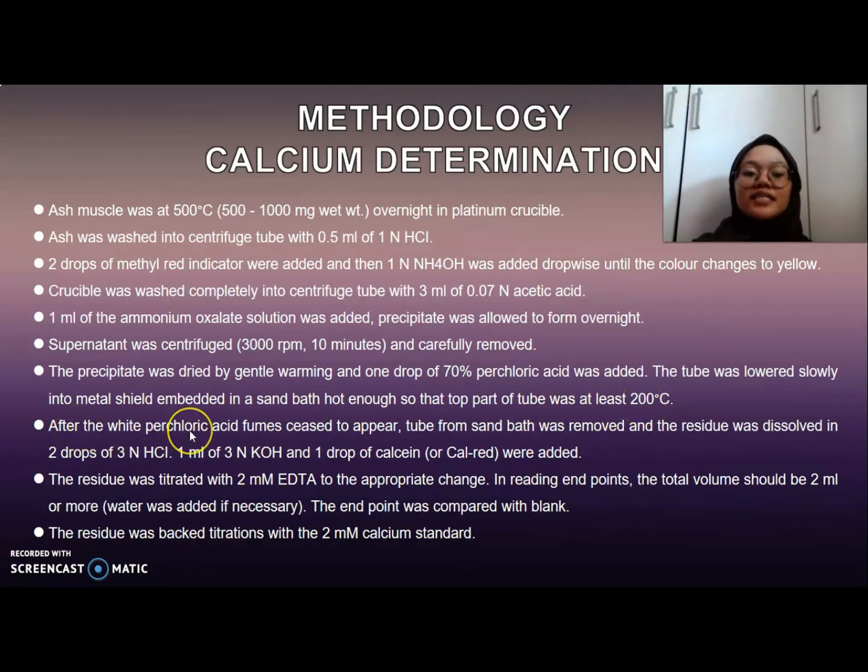After the white perchloric acid fume ceased to appear, the tube was removed from the sand bath and the residue was dissolved in 2 drops of 3 N HCl. 1 ml of 3 N KOH and 1 drop of calcein or calcon were added. The residue was titrated with 2 millimolar EDTA to the appropriate color change. In reading the endpoint, the total volume should be 2 ml or more. Water was added if necessary. The endpoint was compared with a blank. Lastly, the residue was back titrated with 2 millimolar calcium standard.